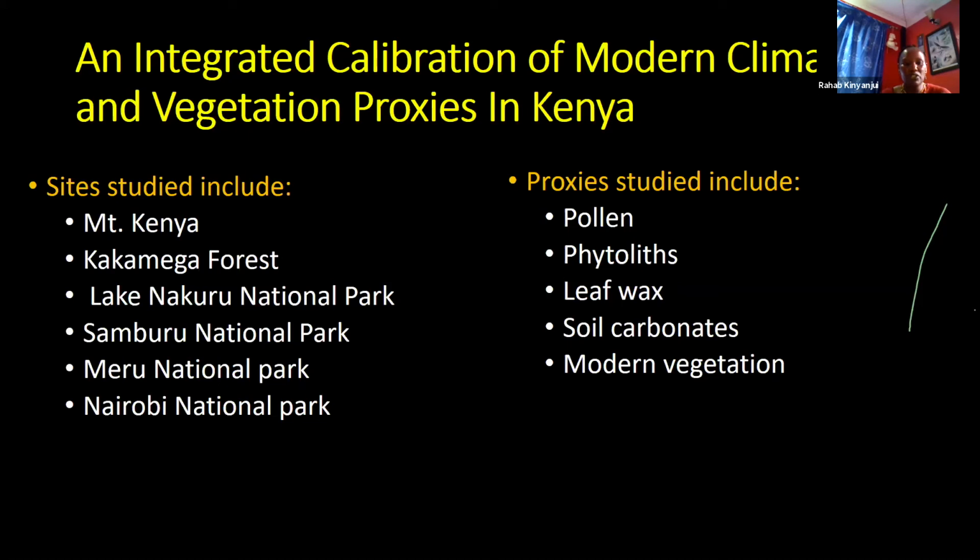Again, we have Meru National Park. It has its uniqueness in terms of the relationship with precipitation from Mount Kenya. It's really affected in terms of precipitation by the location of Mount Kenya. And Nairobi National Park is also a highland, which has a lot of human impact from the city. The proxies that we're studying are pollen, phytoliths, leaf wax, soil carbonate, and the modern vegetation. So we have a team representing all that.